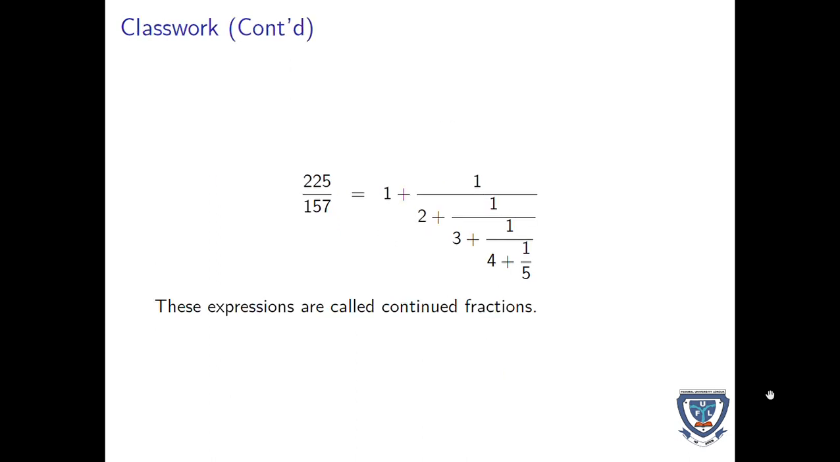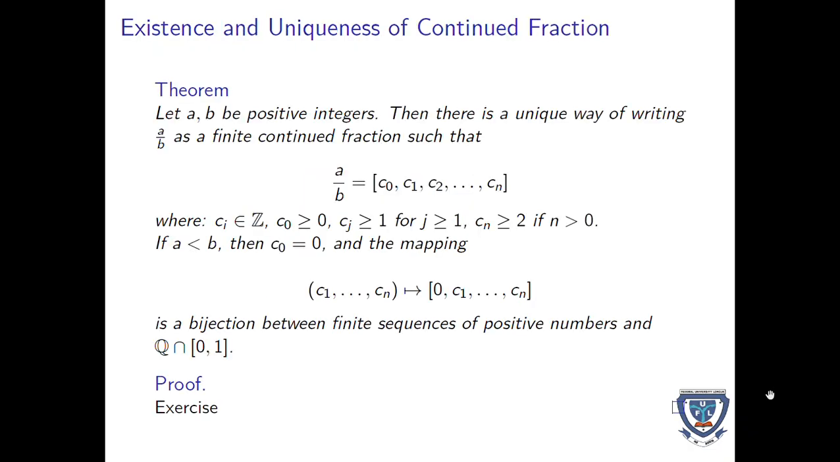then 225 over 157 will be equal to 1 plus 1 over 2 plus 1 over 3 plus 1 over 4 plus 1 over 5. These expressions are called continued fractions. Theorem. Let's look at the existence and uniqueness of continued fractions.